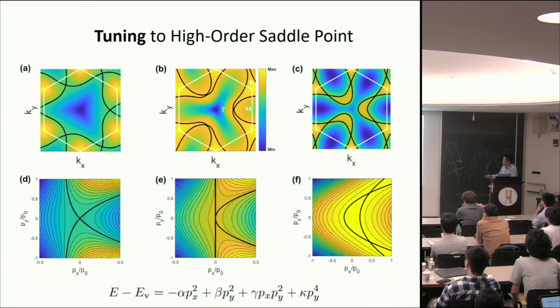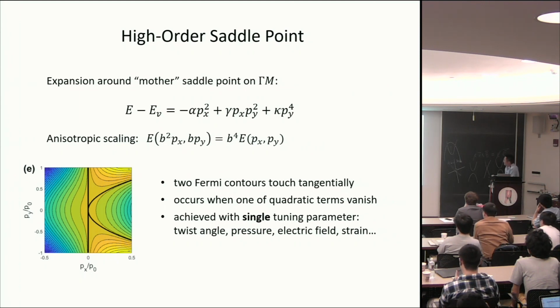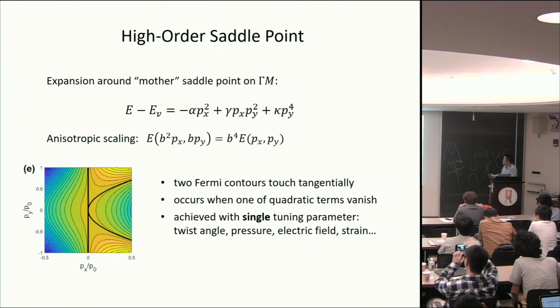Indeed, when we look at the band structure calculations, at certain twist angles, we see that at the Van Hove singularity, the Fermi surfaces touch each other quadratically. This is all consistent with what we expect from this expansion. So this is what we're going to focus on, this high order saddle point. In this high order saddle point, the energy dispersion has a scaling property. The x and y directions now scale differently with each other, and we get Fermi contours that touch each other tangentially.